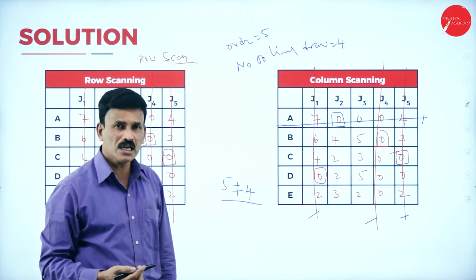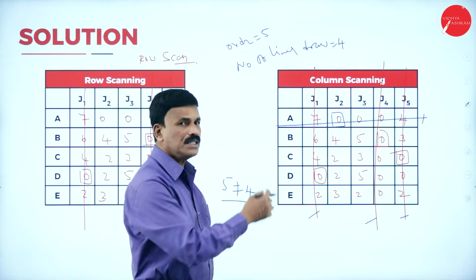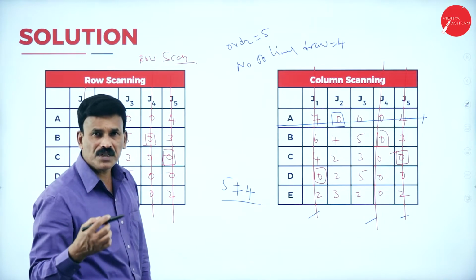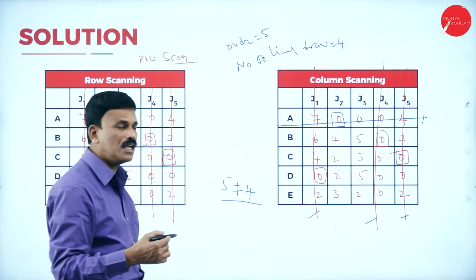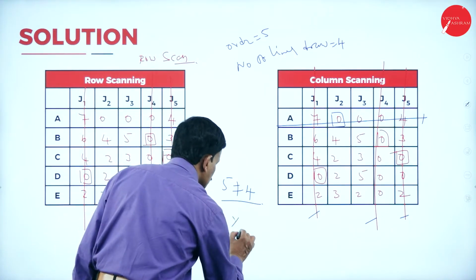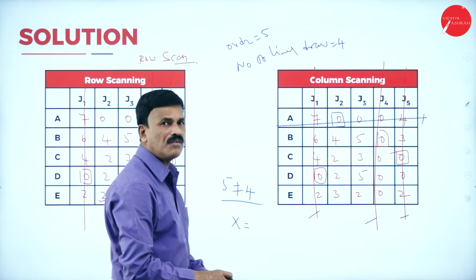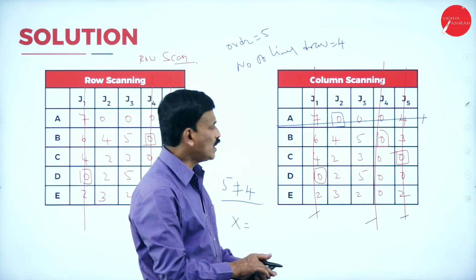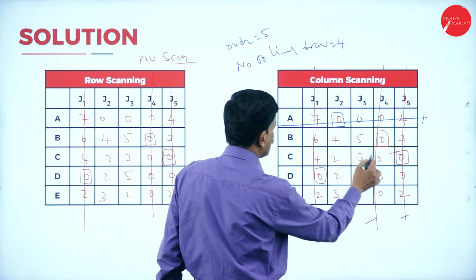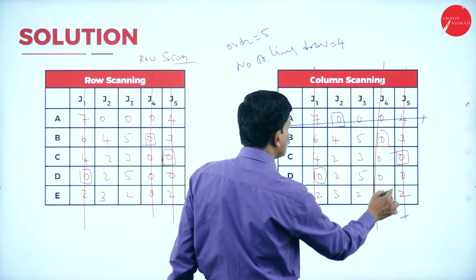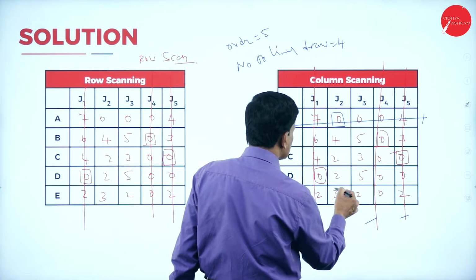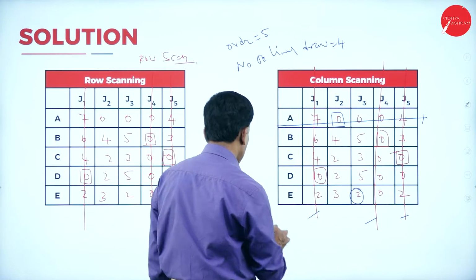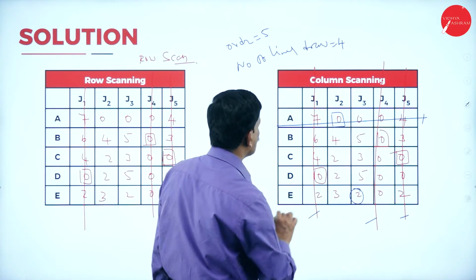In the next step, what is the next step? Identify the least value which is not covered. Identify the least uncovered value. Call it as x. Here, what is the value of x? Find out the least uncovered value. Which is the least uncovered value here? Here, the least uncovered value is 2. You can take any value. This is the least uncovered value. x is equal to 2.